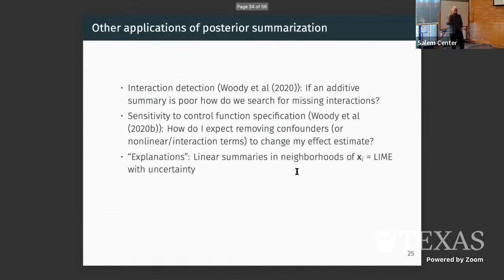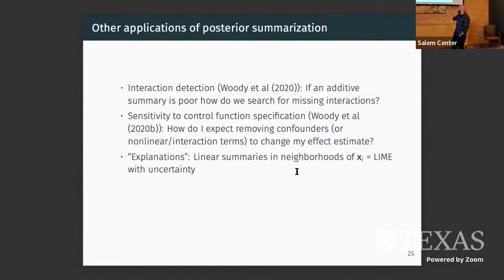Okay. Lots of other things you can do with posterior summarization. One, you can do interaction detection. So if I fit that additive approximation and it was garbage and I couldn't make it better, what's that telling me? It's telling me that I'm probably missing an interaction that was captured in the true posterior, okay, so that I can go looking for that. In this paper here, we show you all how to do that.